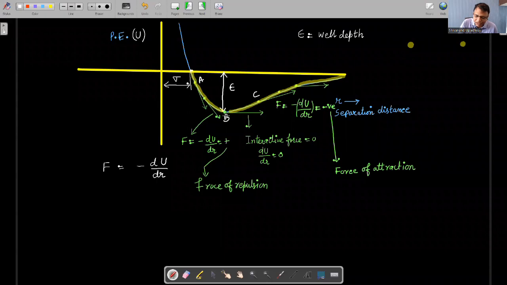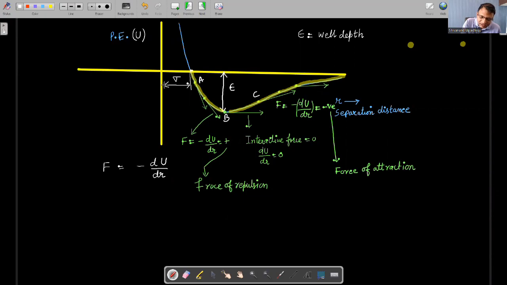And at point B, if we draw the tangent, the slope of the tangent is equal to zero, meaning dU upon dr is equal to zero, meaning there is no interactive force between real gas molecules. So here the force will be zero.